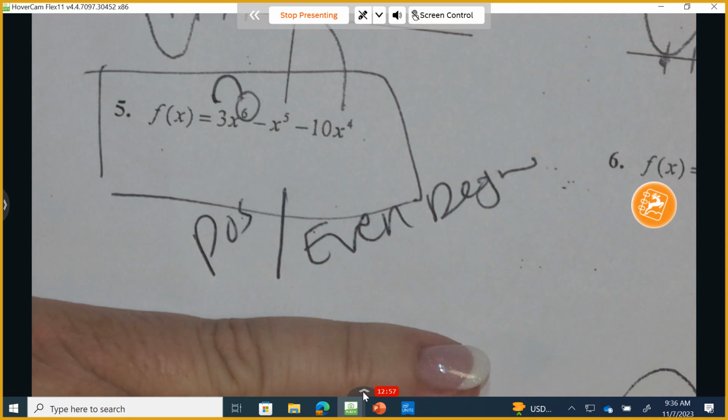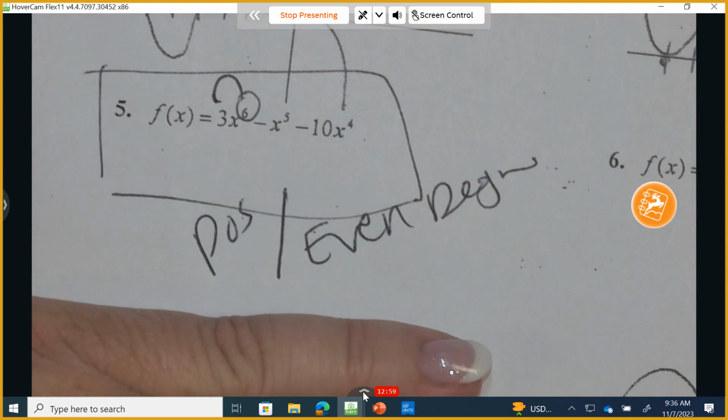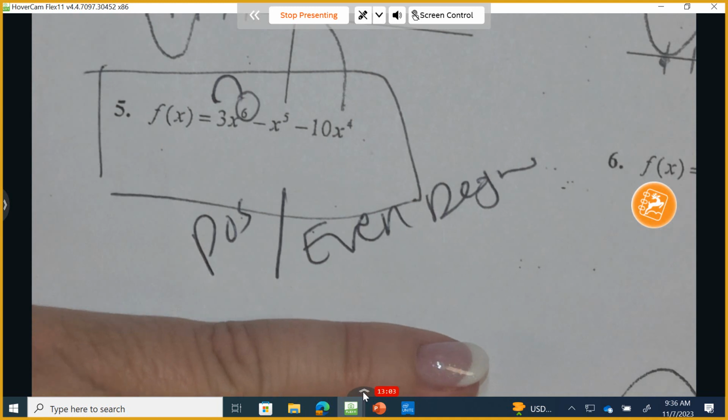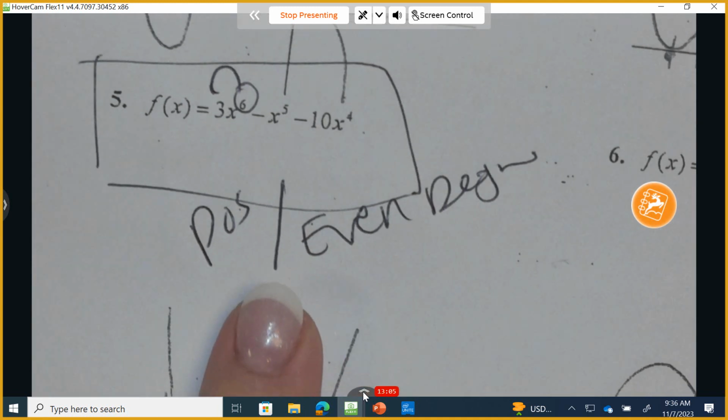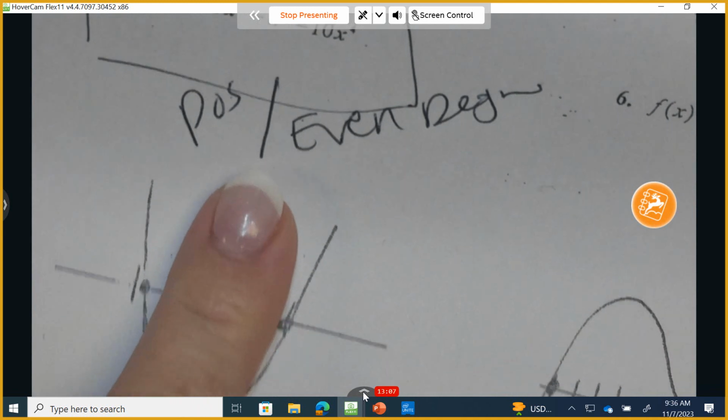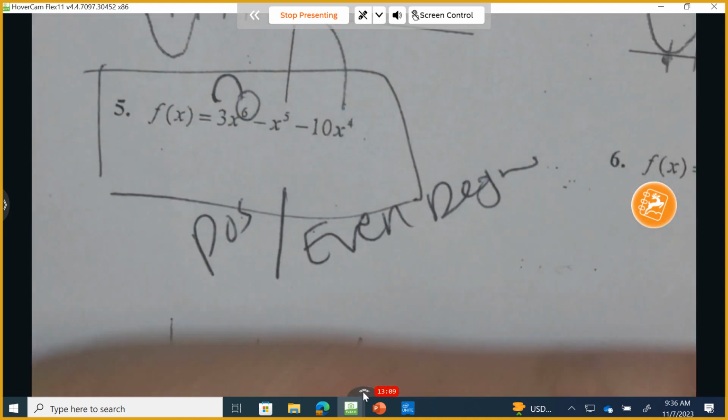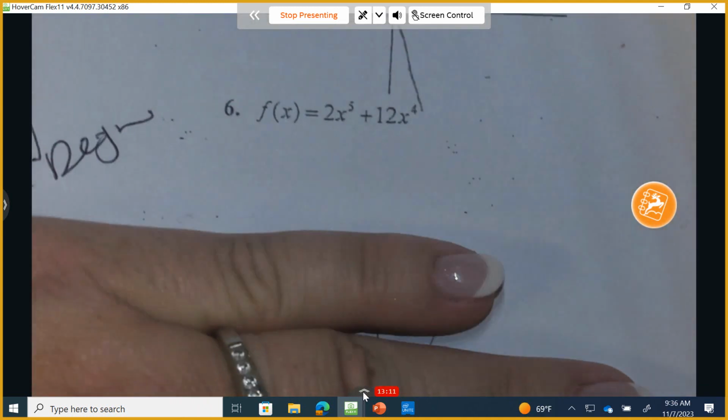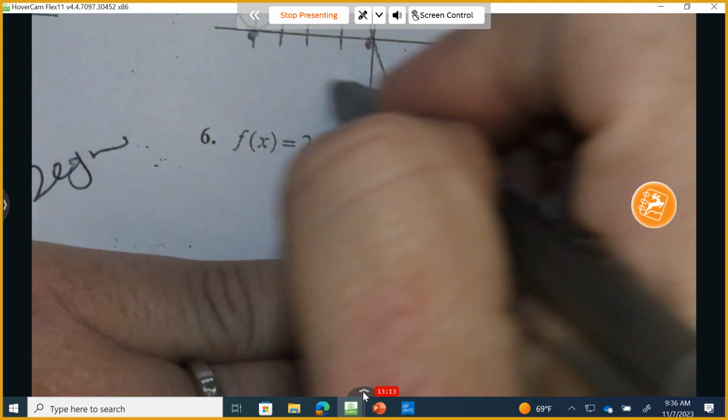So even positive, look at your paper. What does it look like? Look at your paper. Even positive. What happens? Both sides are? Okay. Are both sides up for end behavior? Yes, we do not care about the middle. We're looking at the ends, okay? Last one, and then we are moving on. Here we go, last one.